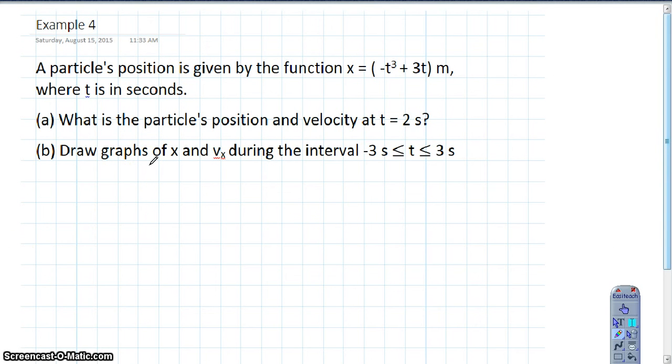Example 4, very similar, right? The particle's position is given by the function x equals negative t to the third power plus 3t, where x is in meters and t is in seconds. What is the particle's position and velocity at t equals 2 seconds?